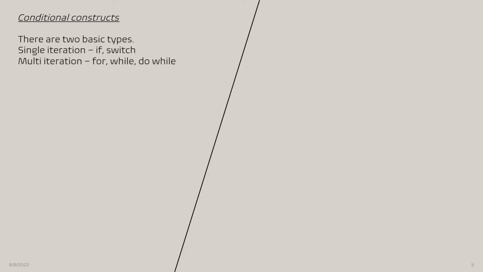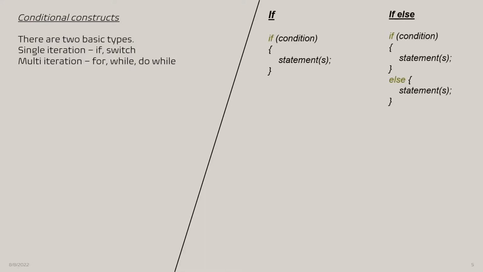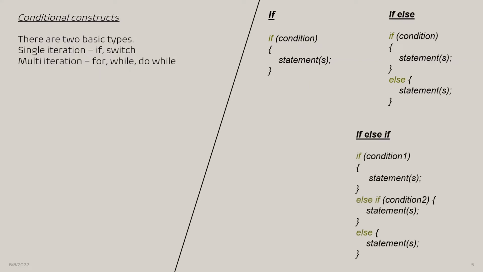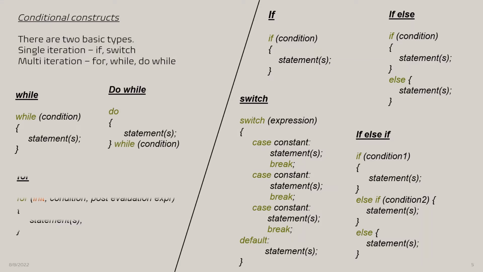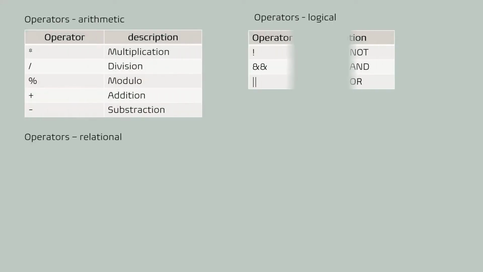Let's talk about conditional constructs. There are two basic types, single iteration and multi-iteration. Examples for single iteration are if, switch, and if else, and examples for multi-iteration are for, while, and do while. Here are some coding blocks of conditional constructs. And here are some operators we use in C language. We can divide them into arithmetic, logical, and relational.